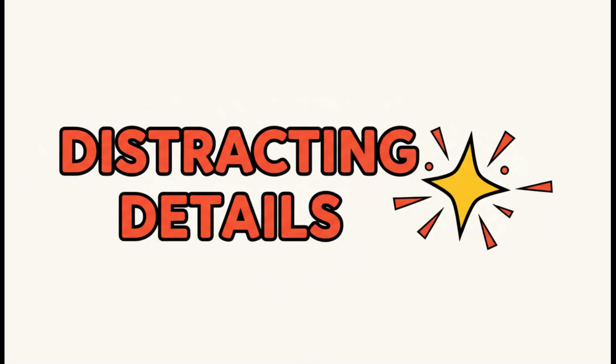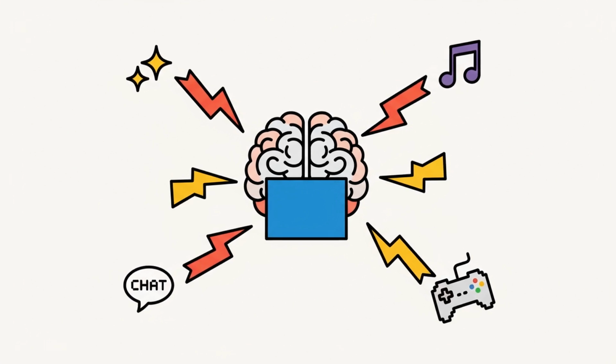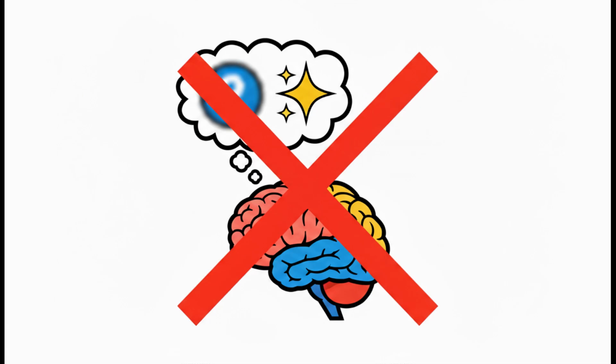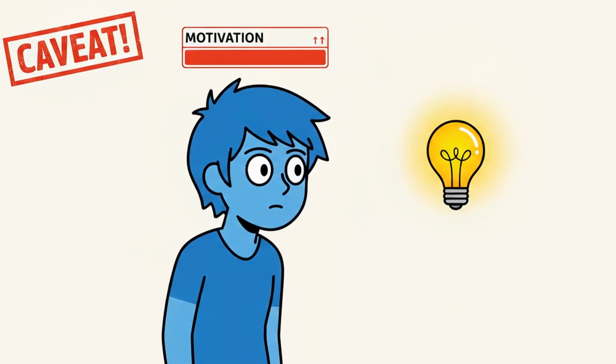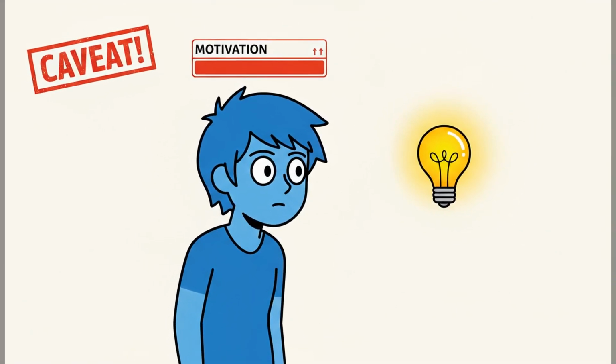Next, seductive details. You know, those fun but irrelevant facts, decorative images, sound effects, or spice tossed into slides and tutorials. They feel engaging, but they siphon attention away from what actually matters. A 2012 meta-analysis by Rey found that seductive details reliably hurt retention and transfer on average. Caveat, in some contexts, especially for higher knowledge learners, or when motivation is low, well-chosen details can boost interest. But if they're not serving the learning goal, they are almost always a net negative.